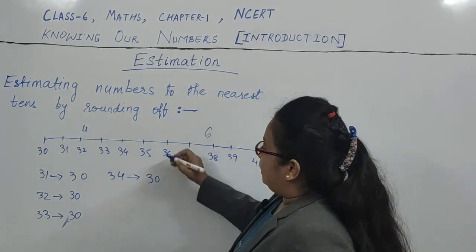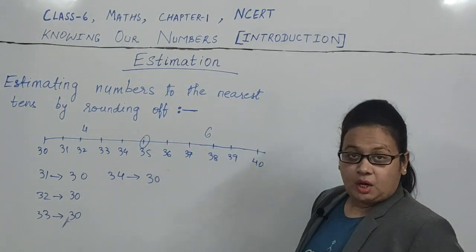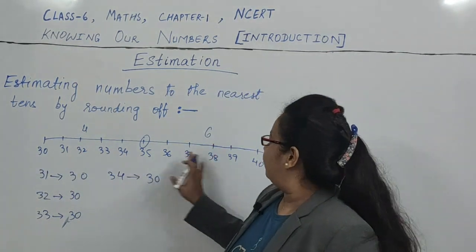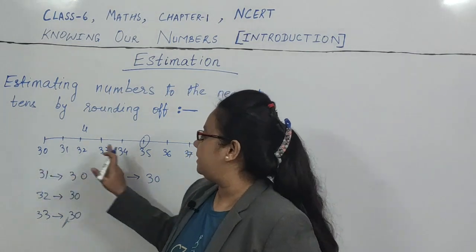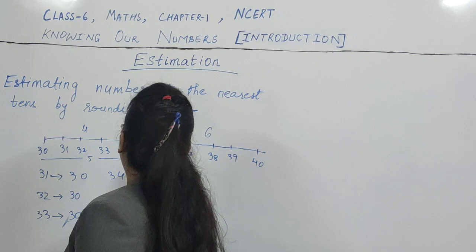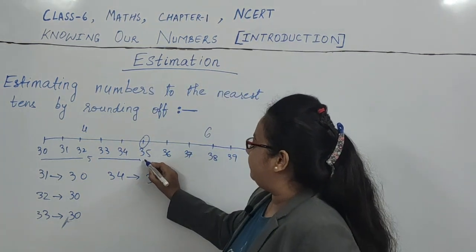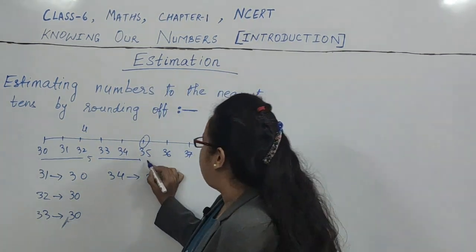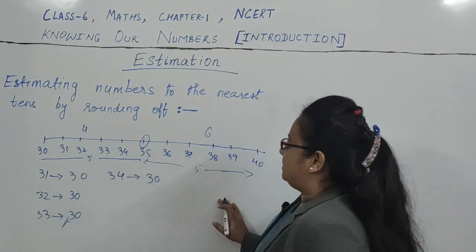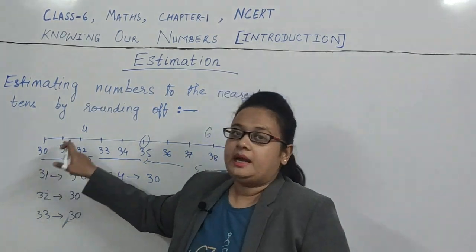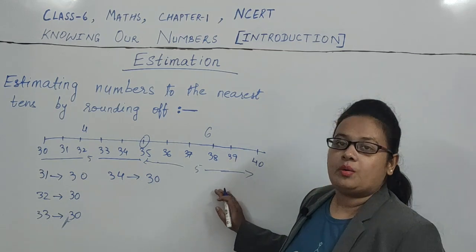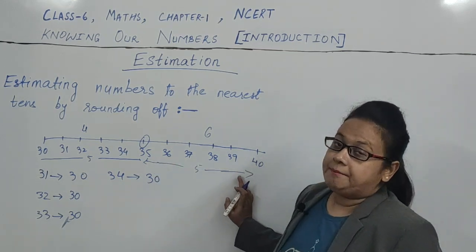Now, what about 35? Because 35 is at equal distance from 30 and 40. See, the gap between 30 and 35 is 5, right? And the gap between 35 and 40 is also 5. So it is at equal distance from both 30 and 40. So it will be rounded off to 40.